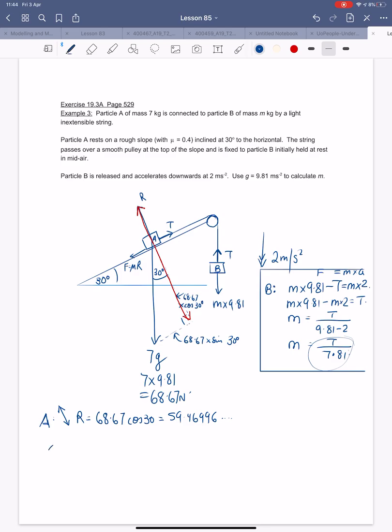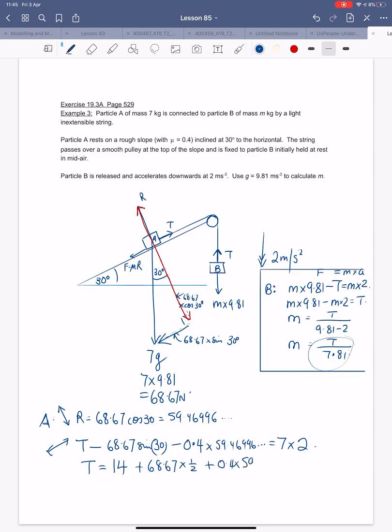Okay, then if we resolve parallel to the plane, we're going to have T up the plane minus 68.67 sine 30 degrees, because that's a down the plane one, minus mu times R, and mu is 0.4, and R is 59.46996, etc., the one we just worked out. And that's going to be mass times acceleration for that particle. And that particle is 7. And the acceleration is 2. So we're going to have T is 14 plus 68.67 sine 30, which is a half. I know that one already. Plus 0.4 times, and then this is the answer on the calculator. So I can just keep that accurate. That's what T is.